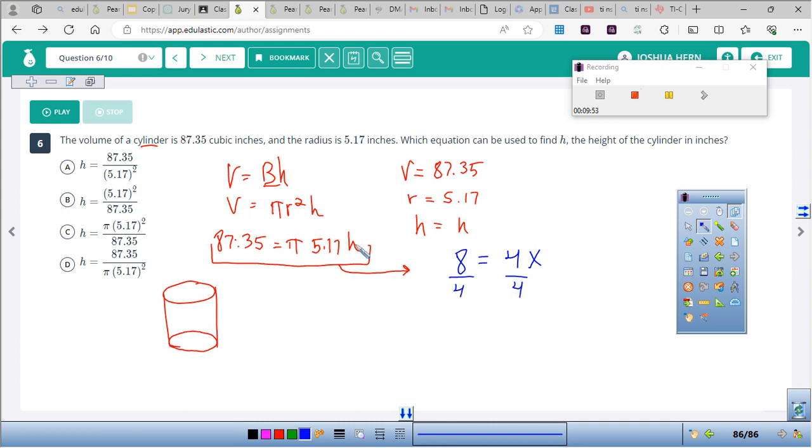On that note, remember, this is like your x, and this together is like your 4. What do I do to get my h alone? So I'm going to rewrite it again. 87.35 equals pi times 5.17 squared times h. Oops, I forgot to put squared here.